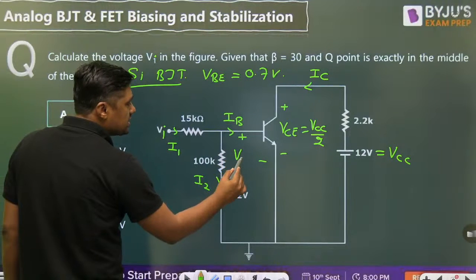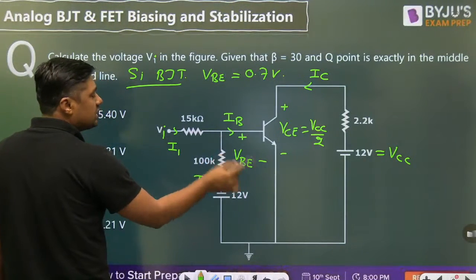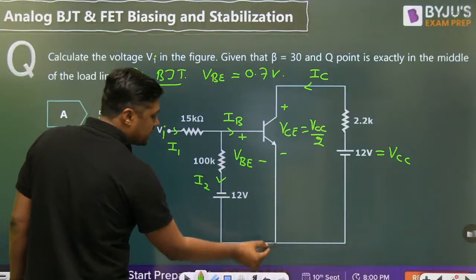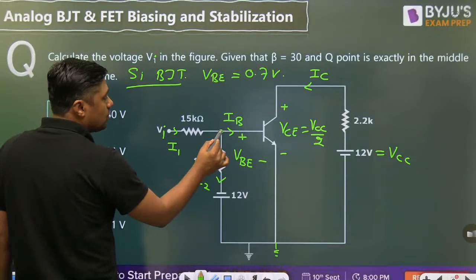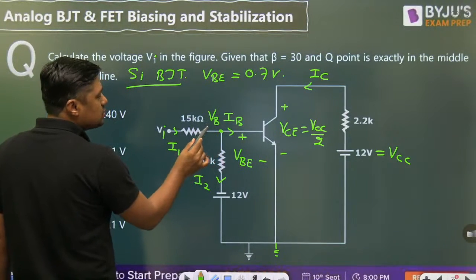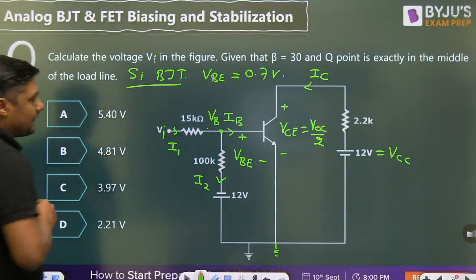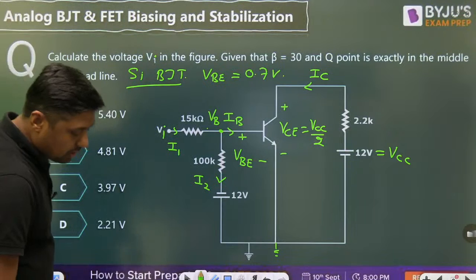Remember this voltage is VBE. VBE is nothing but 0.7 and this point is connected to ground. This is with respect to ground. What is the value of the base voltage? Base voltage is nothing but VBE. So that is the hint and everyone try to solve this question.